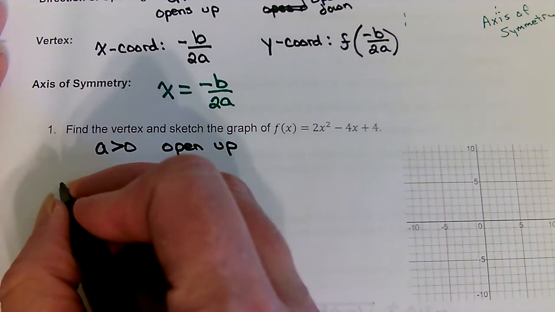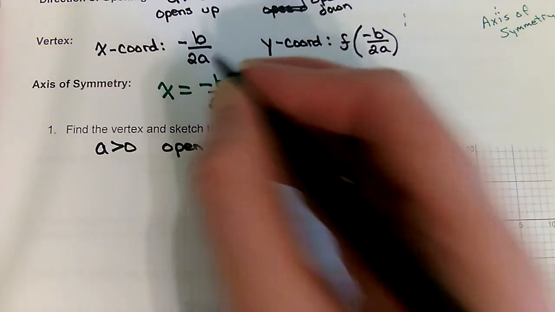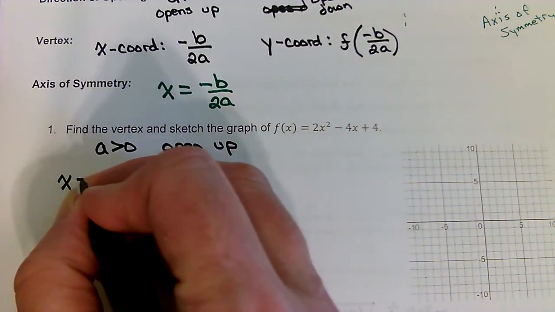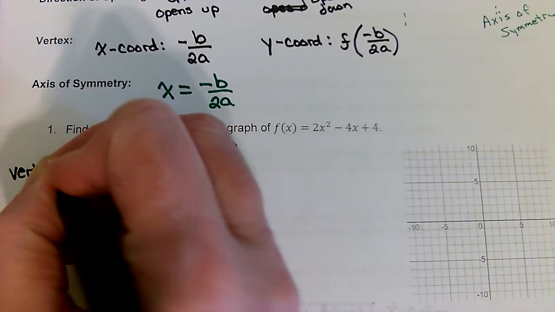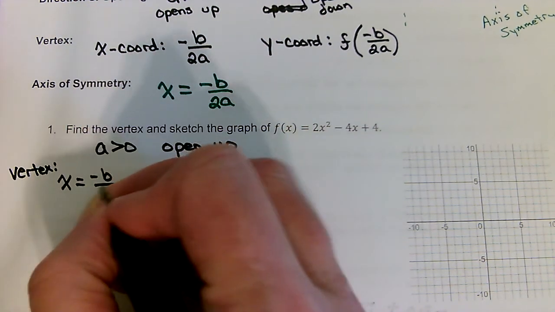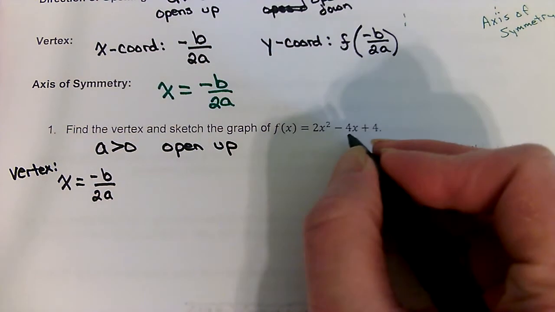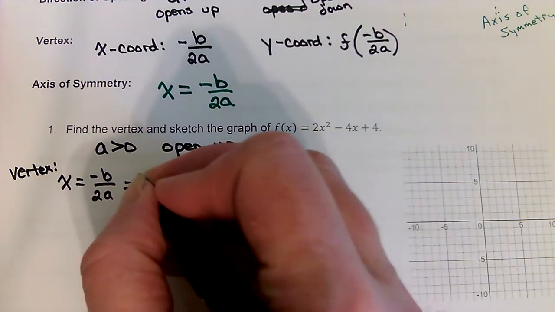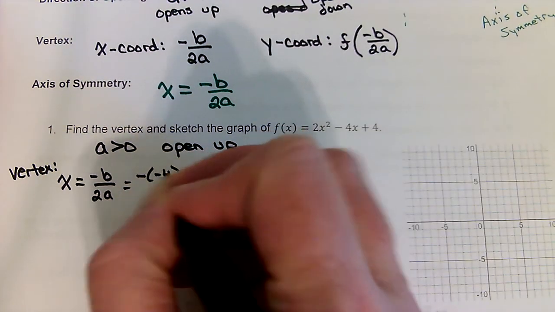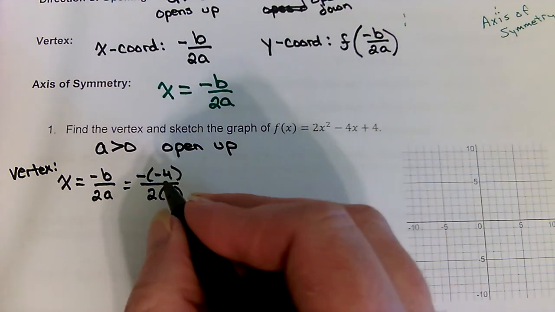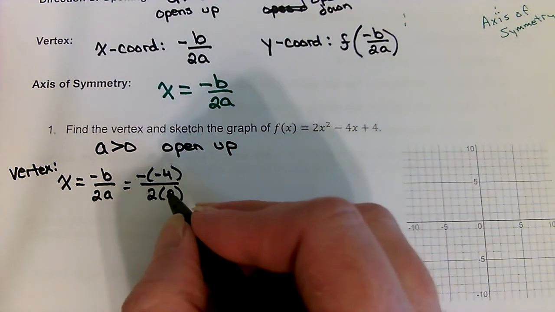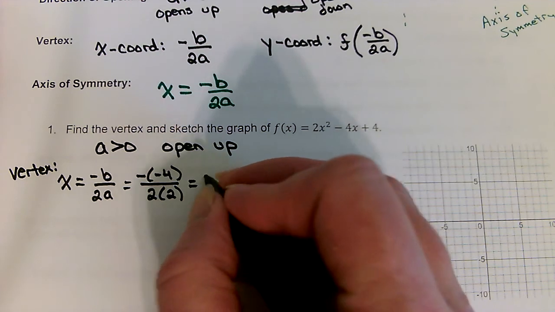So we're going to find the x coordinate of the vertex by negative b over 2a. So x is negative b over 2a. Here b is negative 4, so I'm going to have negative negative 4 over 2 times a. That makes it positive 4 divided by 4. That's going to be a 1.